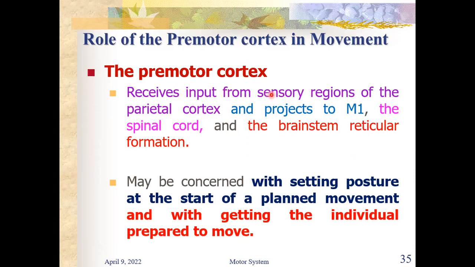So it receives input from sensory regions of the parietal cortex and projects to the primary motor cortex, the spinal cord, and the brainstem reticular formation. Remember, in the brainstem reticular formation, that's where we have the extrapyramidal system, like the reticulospinal tract, having their origins from there, and they are concerned with maintenance of posture. So the premotor cortex is also concerned with setting posture. It sets posture at the start of movement.